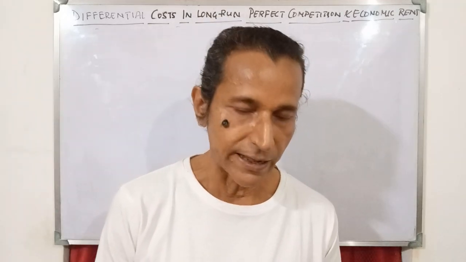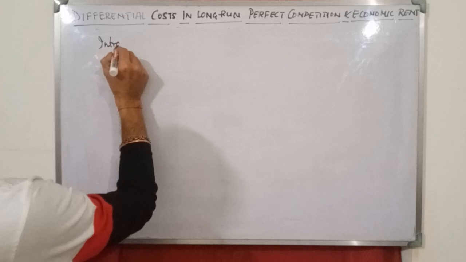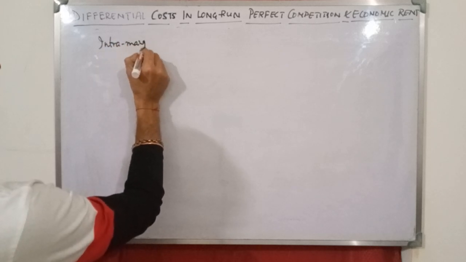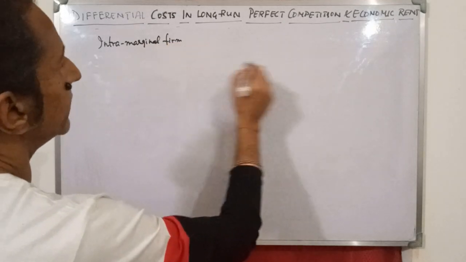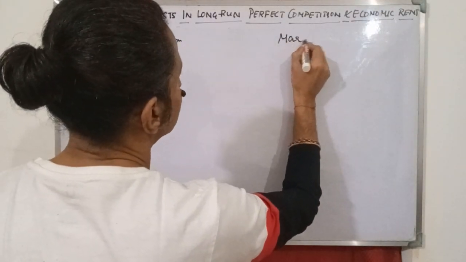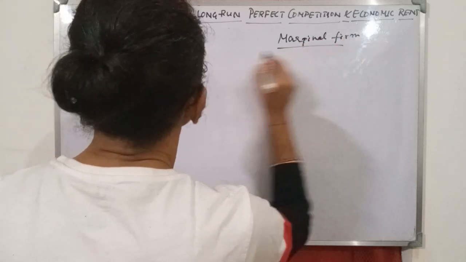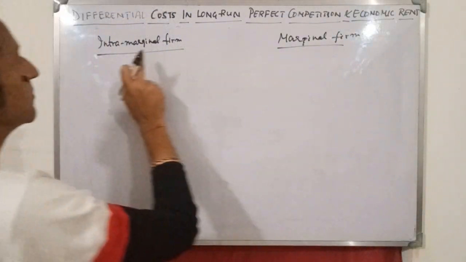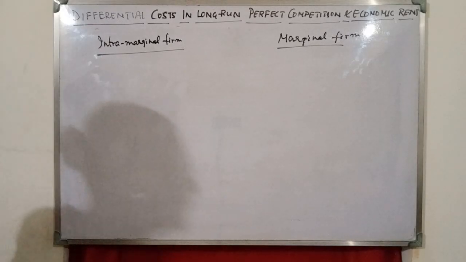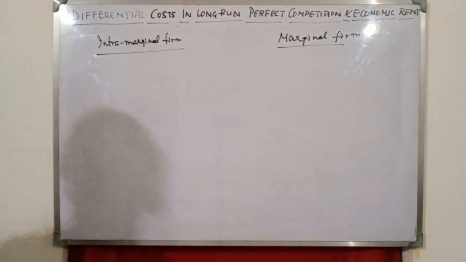Let us draw the diagrams first. This is for intra-marginal firms and this one for the marginal firm. We are considering only two firms. There can be more than one marginal firm and there can be more than one intra-marginal firm, because we know in perfect competition there are many sellers as well as many buyers.